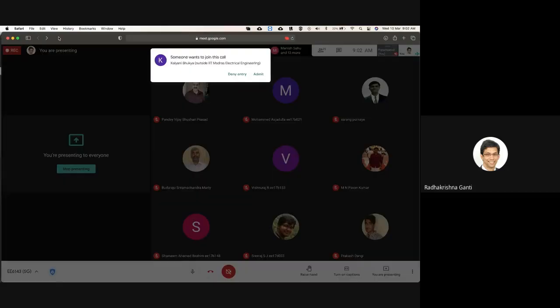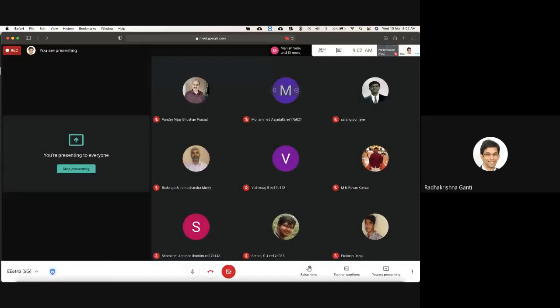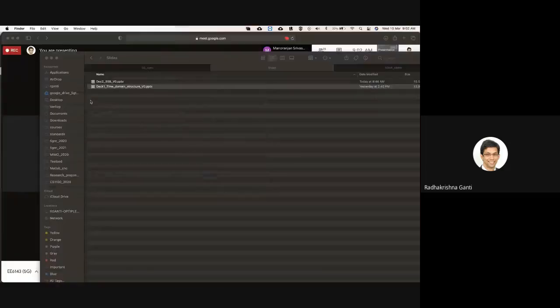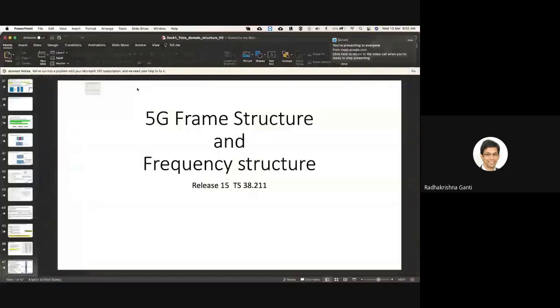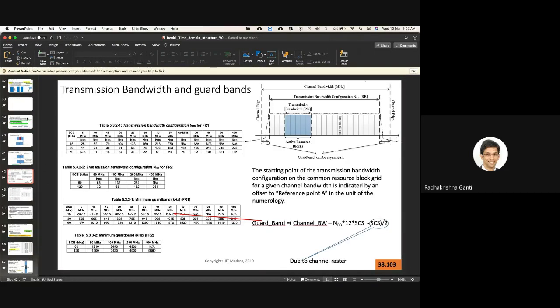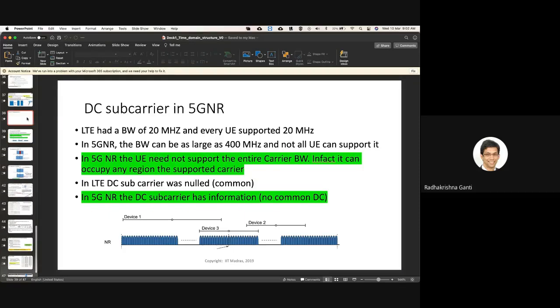So let's start today's class. Let's finish the time domain structure. It will take about 10 minutes to finish the time domain structure and look at something called raster. And then we will move ahead.